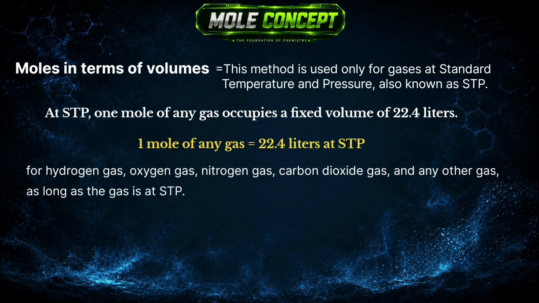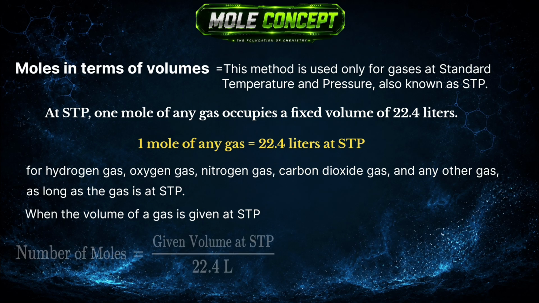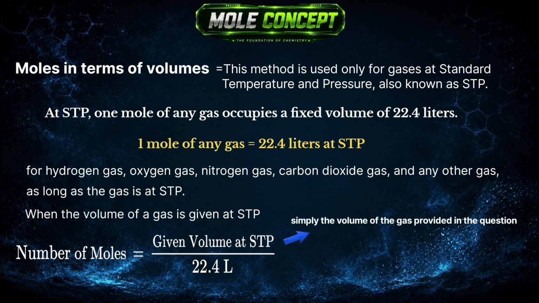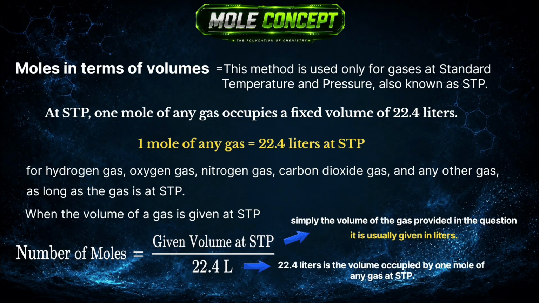Now that we know this relationship, let's learn the formula. When the volume of a gas is given at STP, we use the following formula. Number of moles equals given volume at STP divided by 22.4 liters. Let's understand each part of this formula. Given volume at STP is simply the volume of the gas provided in the question, and it is usually given in liters. 22.4 liters is the volume occupied by 1 mole of any gas at STP.